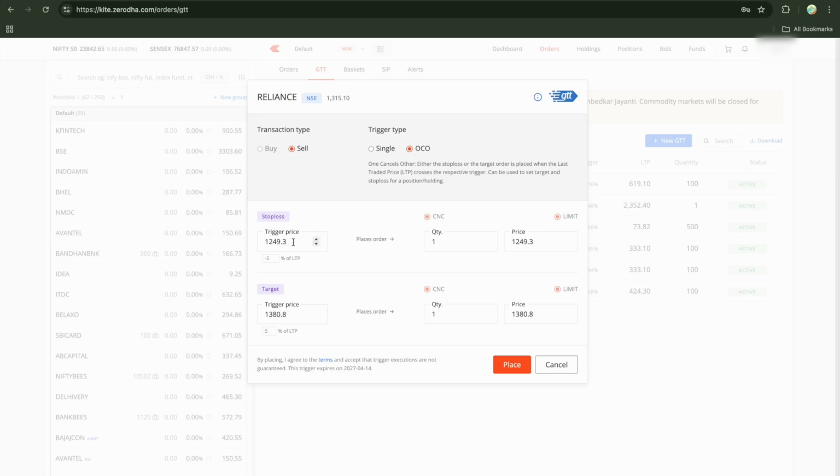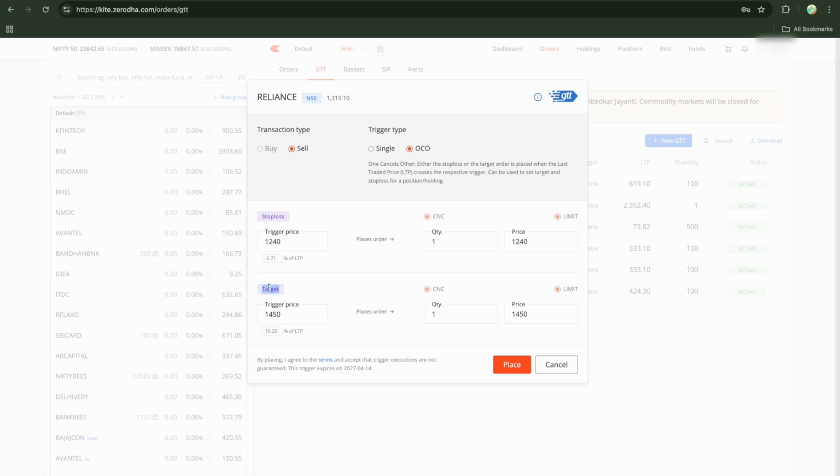Now what you want to do is, let us say your stop loss price is 1240, then you will set the trigger price as 1240 and the limit price as 1240, and let us say you want to sell the stock for 1450, you can set the price for 1450. Whichever comes first will be executed, and the other order will be cancelled. If the stop loss hits first, then your target order will be cancelled.